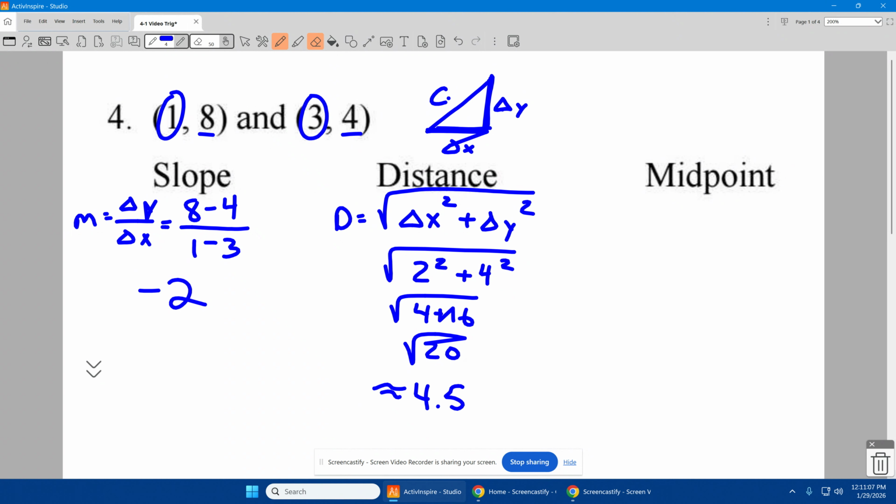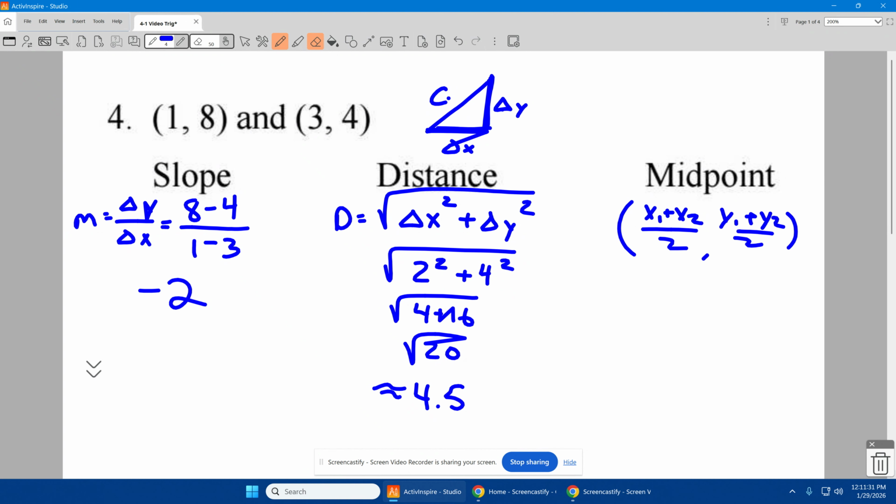Finally, the midpoint. The midpoint is the middle between the points, like the middle of your grades. If you make an 80 and a 90, how do you find the middle? You add them together and divide by 2. That's how we find the middle of anything. So the midpoint is simply going to be, we add our x's together, x sub 1 plus x sub 2, and divide by 2. And do the same thing for our y's. Add our y's together, divide by 2.